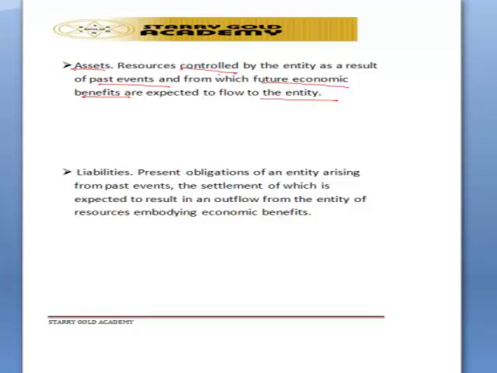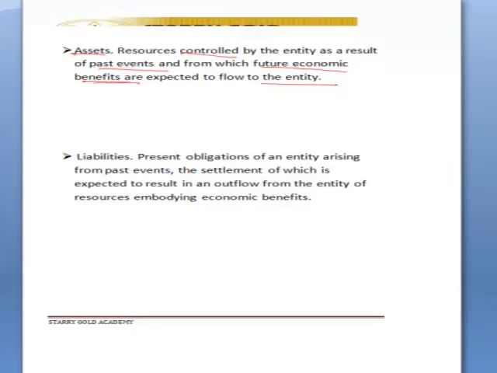It must be under the exclusive control of an entity before it qualifies as an asset. It is a result of past events, and not only that, future economic benefit must be expected to flow to the entity from the use of that asset.